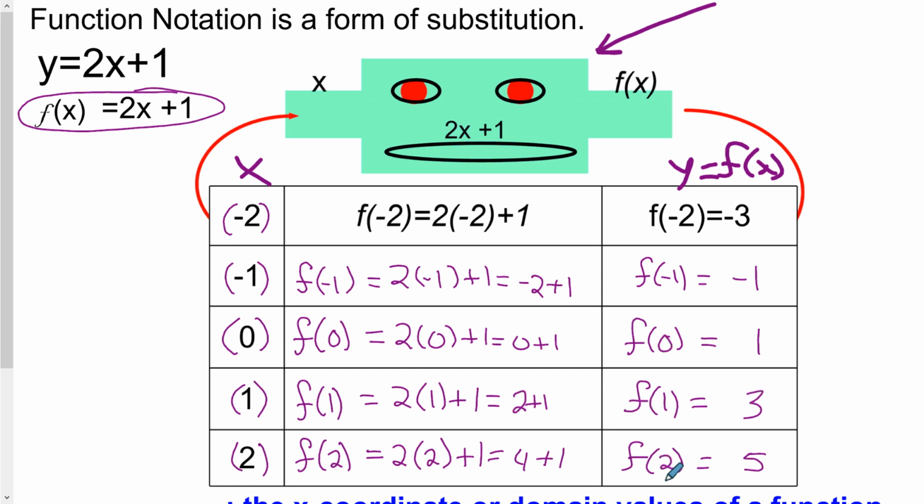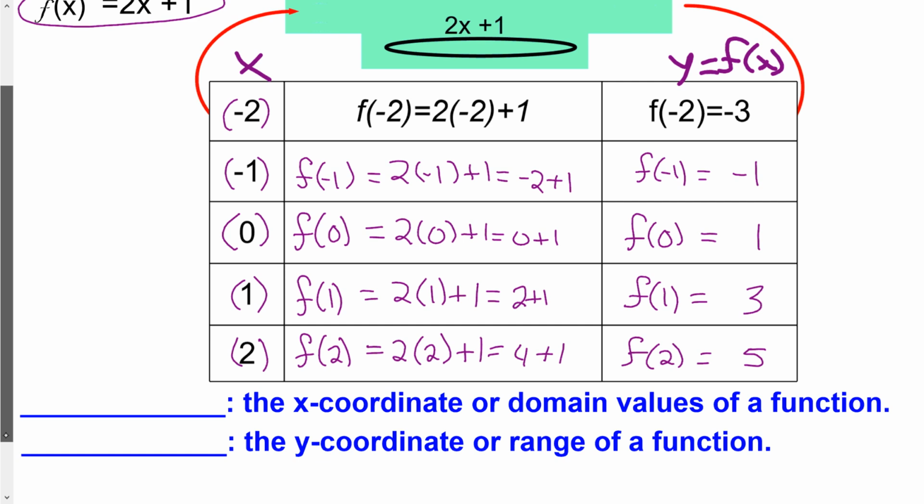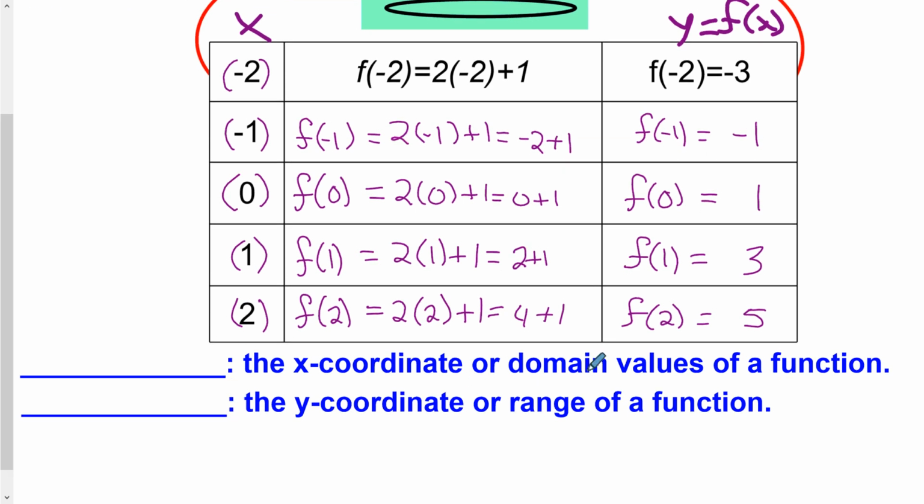All right, the important part to remember here is the x-coordinate, or the domain value of a function, is called the input. And when we have an input value and it goes through our function, that's going to give us an output, the y-coordinate or the range of the function. Let's move on to our next example.